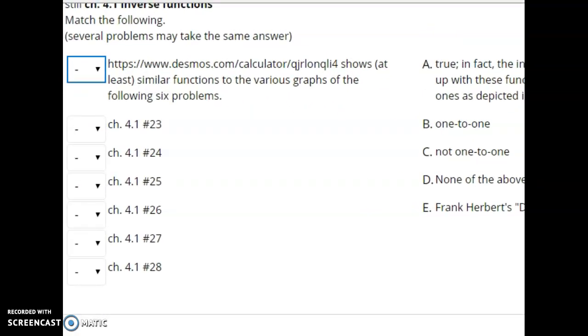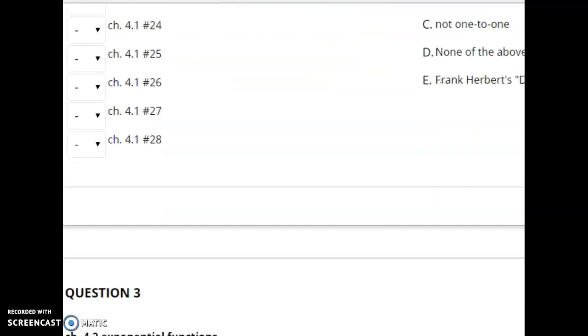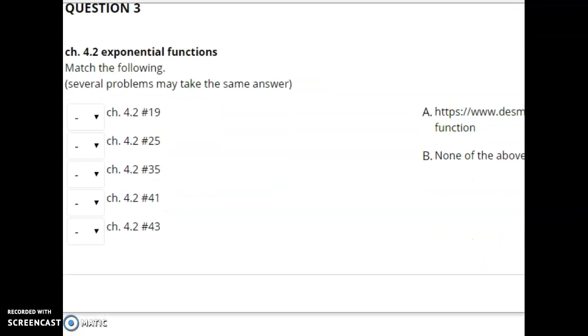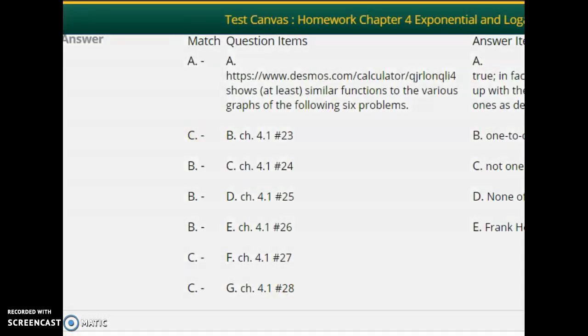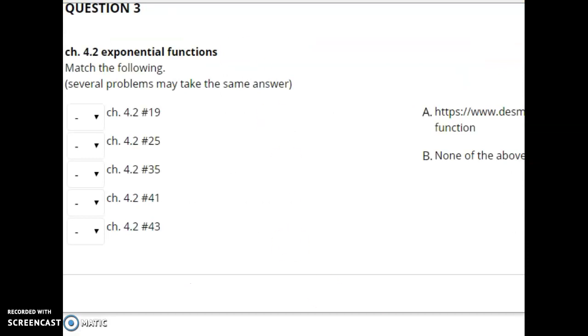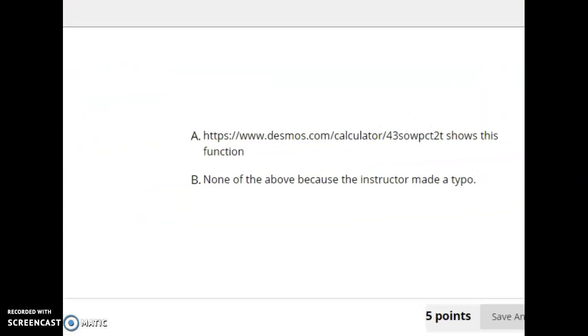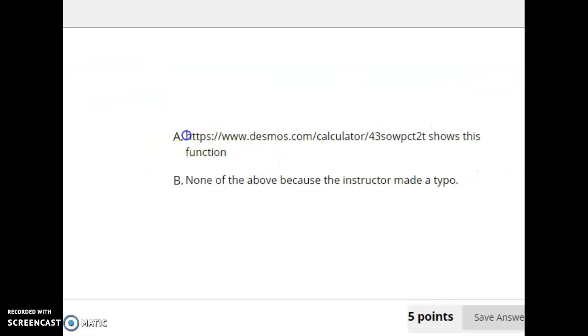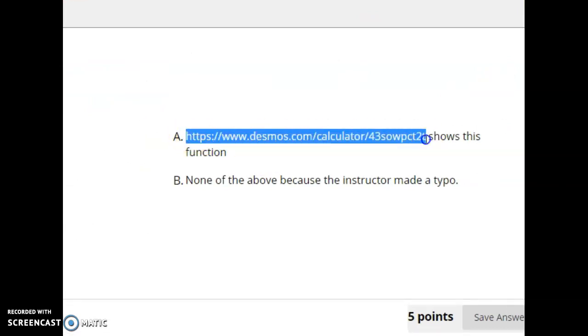All right, the next one, excuse me, is about graphing. So these problems here from chapter 4.2, exponential functions. And yes, I'm sure you can believe me that I tried to graph them all on this one here correctly. So go ahead and check out that link.